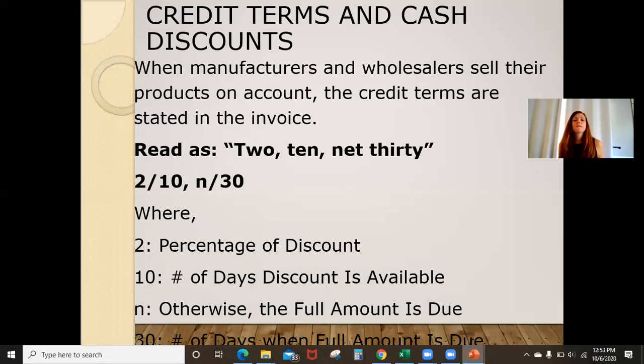So this is usually when a manufacturer buys from a wholesaler, and this might be what the invoice says to them. So it will say this invoice was issued on September 1st. Then it says your payment terms are 2/10, n/30. That means you will get a 2% discount if you pay within 10 days, or you can pay the full amount, which is due within 30 days. So that's what that payment term means.